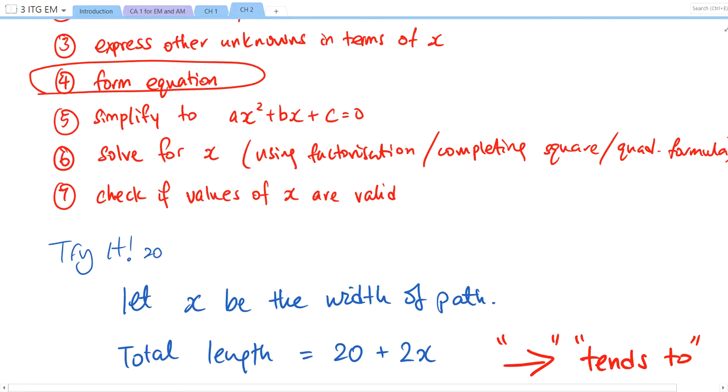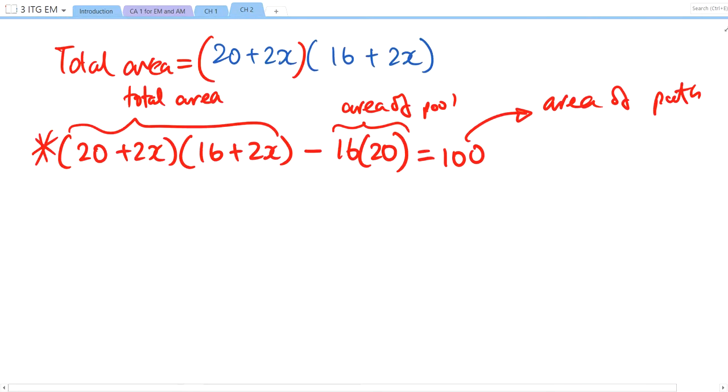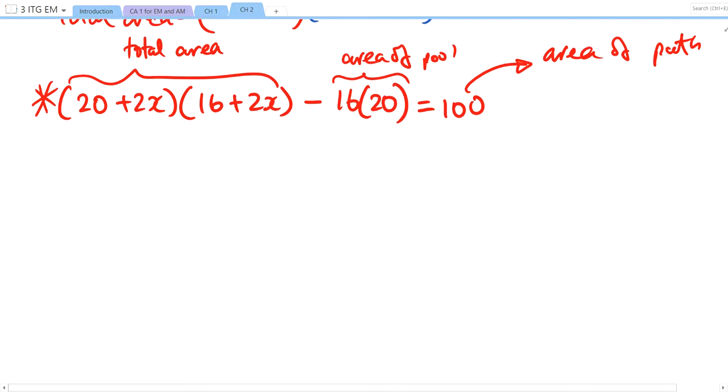After we have formed the equation, I want you to simplify it to ax squared plus bx plus c equals 0. This is a quadratic equation. We see that if we expand everything out, I'm going to get an x squared term. Once I get an x squared term, and because it is a polynomial, all the other powers of x are integers greater than 0, this is going to be quadratic. So let us expand.